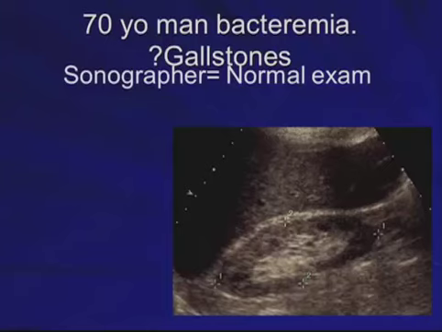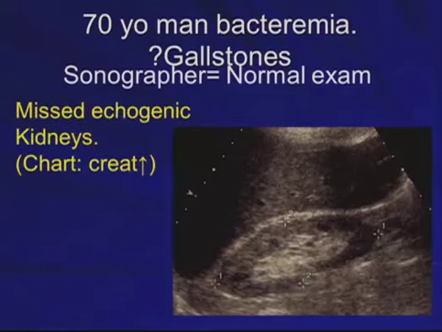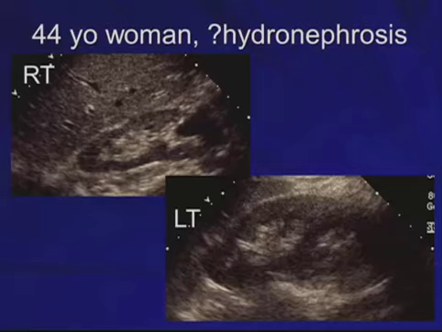Here's a 70-year-old man with bacteremia, and the reason he came to us was to rule out gallstones. My sonographer said that the exam was normal, but as I was looking at the exam, I thought that the echogenicity of the kidney was abnormal compared to the liver. And so I called that and later on reviewed the patient's chart and found that in fact this patient did have an elevated creatinine.